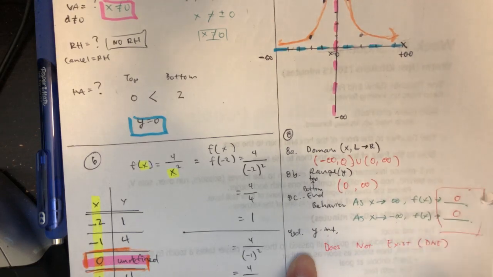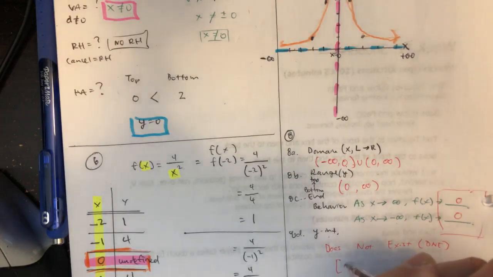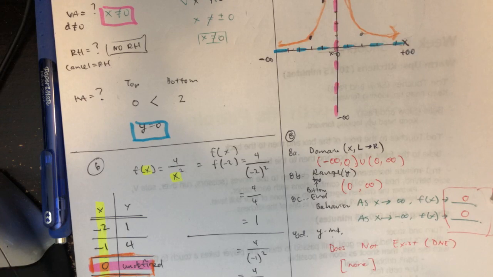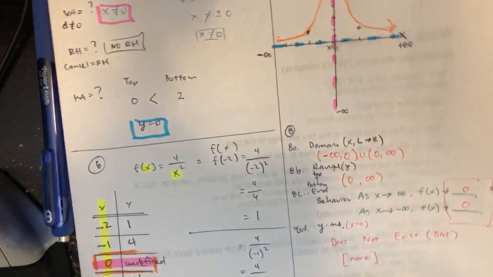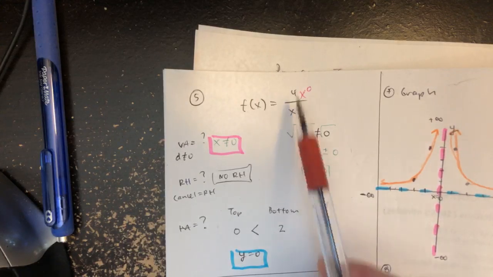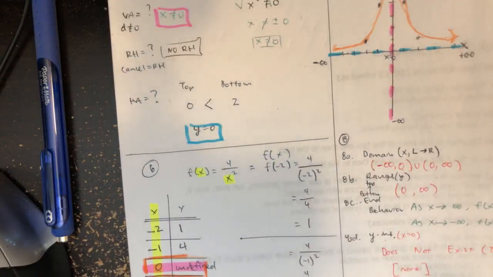That's a super fancy math word. Cheesy math word just means there is none. You're basically making your x value 0 for the y-intercept, and if you do that, you put in 0, 0 squared is 0, 4 divided by 0 is undefined. That's why we say it does not exist.